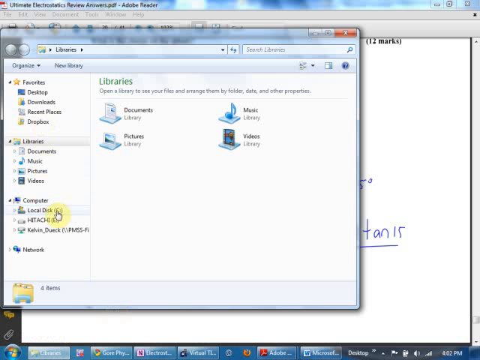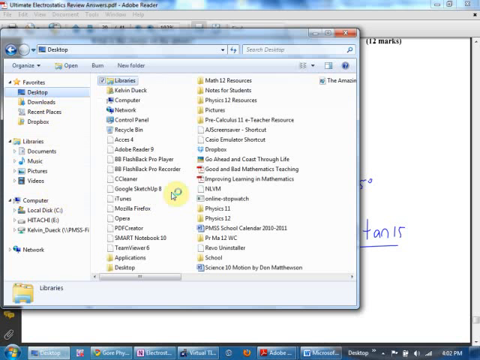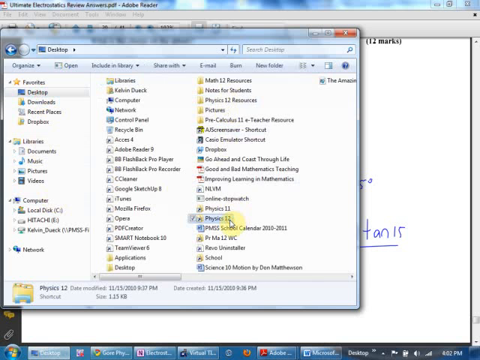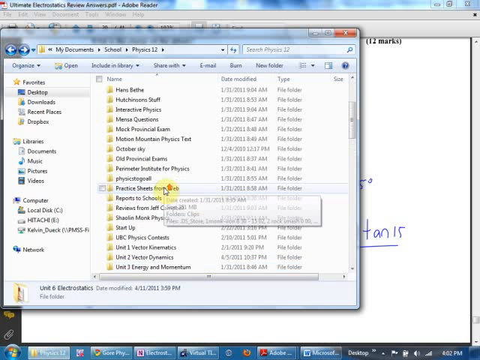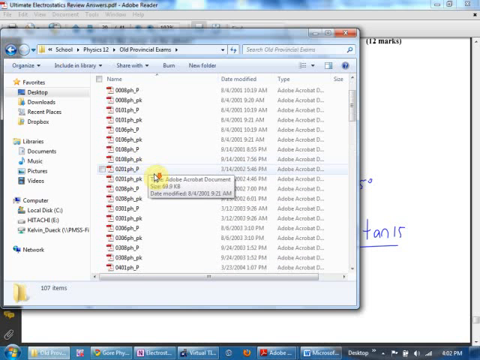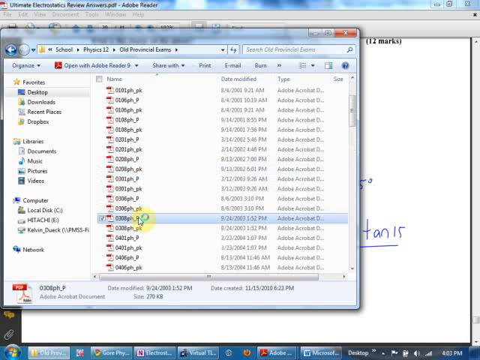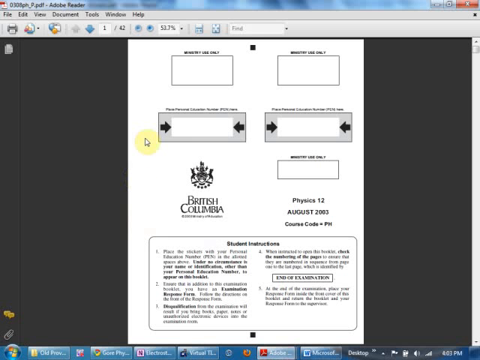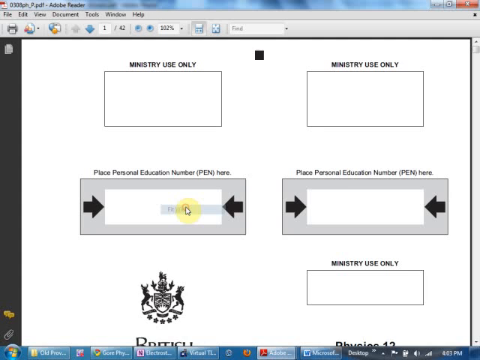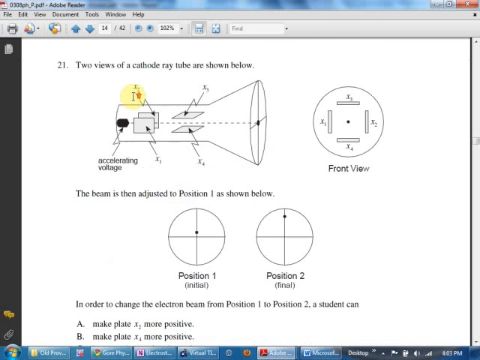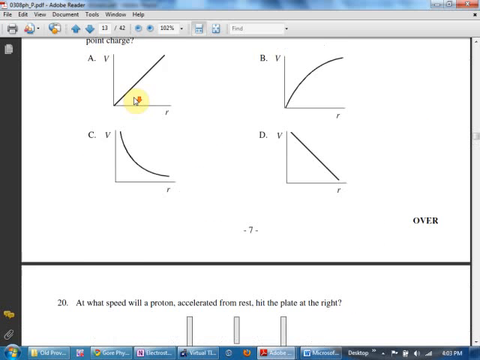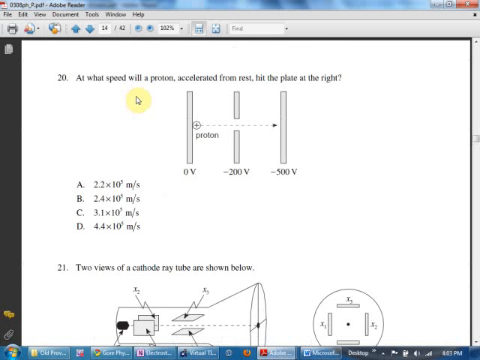So, desktop, physics 12, right here. And we're going to go really quickly just so you can kind of see, oh yeah, I can handle some of these old provincial exams. And one of them was August 2003. Okay. What kind of electrostatics questions can they ask you? Screen is still frozen. Thank you. Unfreeze. Uh-oh, battery almost died. What kind of electrostatics questions can they ask you?